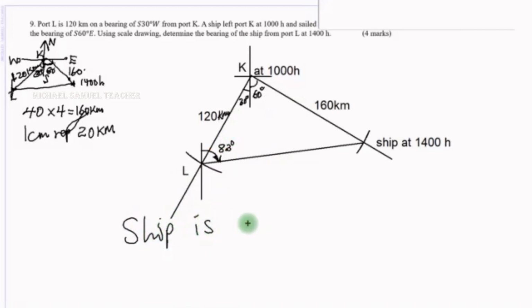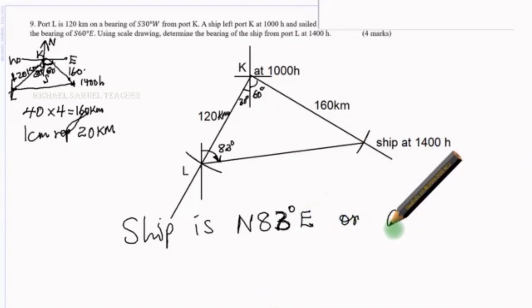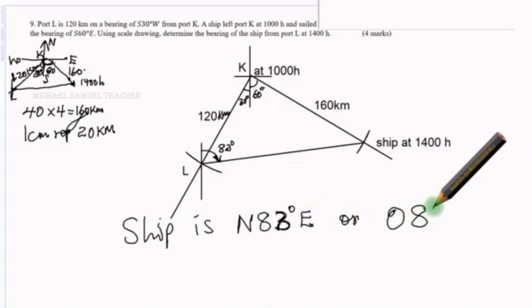So the shape is, and actually from this point that is to the north and to the east. So the bearing is north 83 degrees east, or 083 degrees. So that is the bearing of the ship from port A.